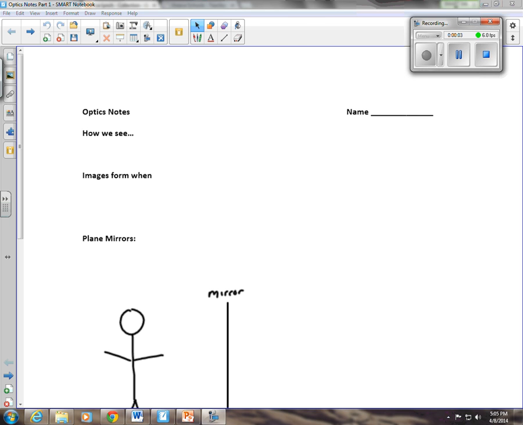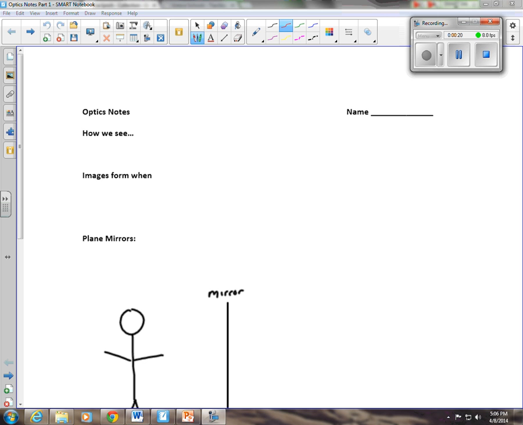Okay, this is going to be the beginning of our optics unit. Optics is kind of fun, it's kind of interesting, there's a lot of uses for it. It's basically how we use lenses and mirrors to form images of objects. And we're going to start out talking about how we see it.